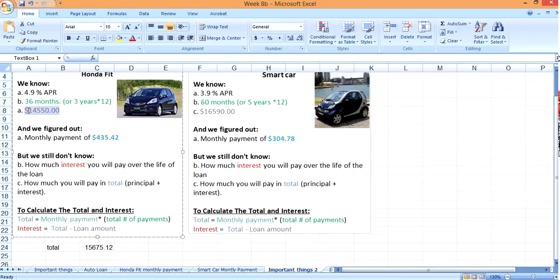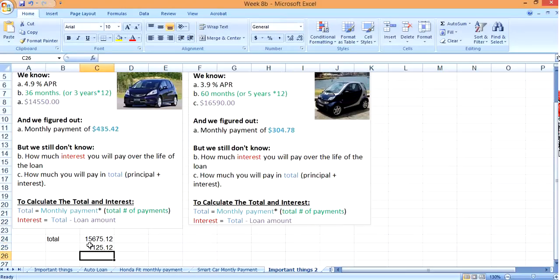Now, if we want to know how much of that is interest, that's easy. We just subtract our account balance out of this total, right? If this total includes all that we have to pay, interest plus balance, then if we subtract, equal to this minus $14,550, which is the original price of the car, what we figure out is that the interest that we pay is going to be $1,125. So the total cost to us is going to be $1,125 for the interest on this Honda Fit.